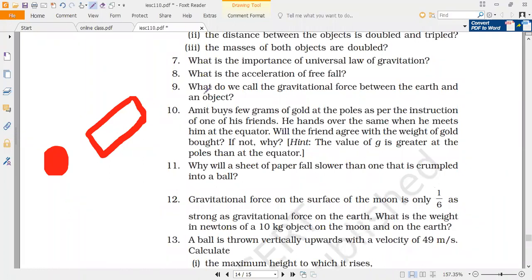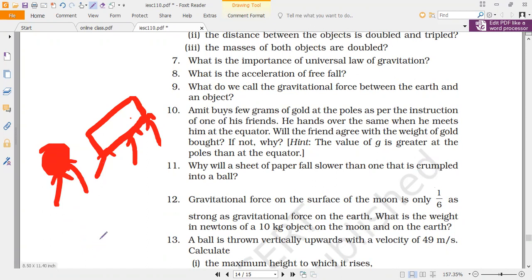So who is exposing more to air? This one or this one? Normal paper or crumpled paper? Crumpled means crushed paper. Who is exposing more? Sir, the sheet of paper is exposing more to air. Who is contacting more air? The sheet of paper. So that is why if I drop both, who will come faster to the ground? The crumpled one or the sheet of paper? The crumpled one will come faster.